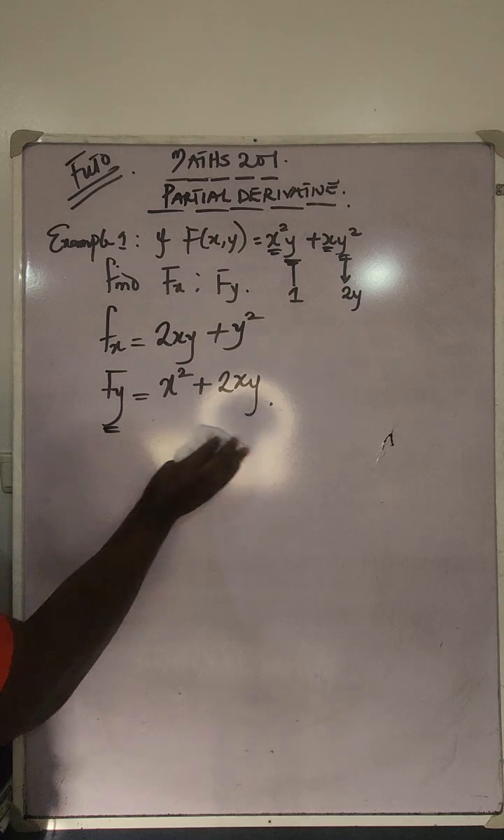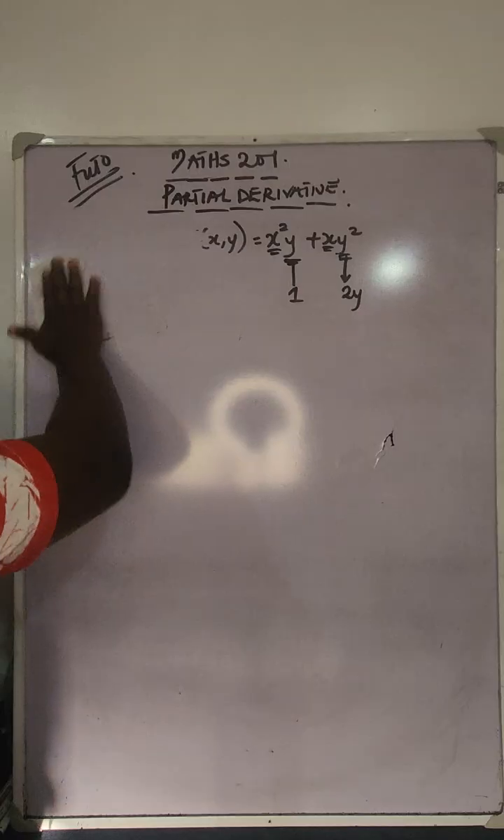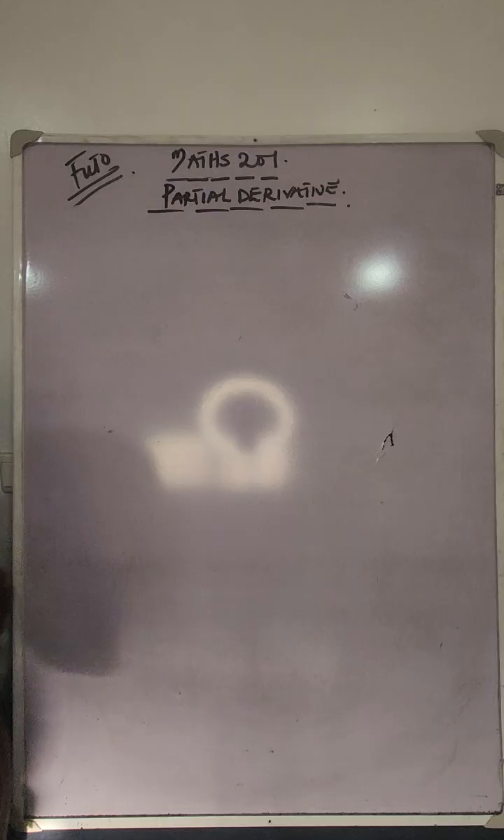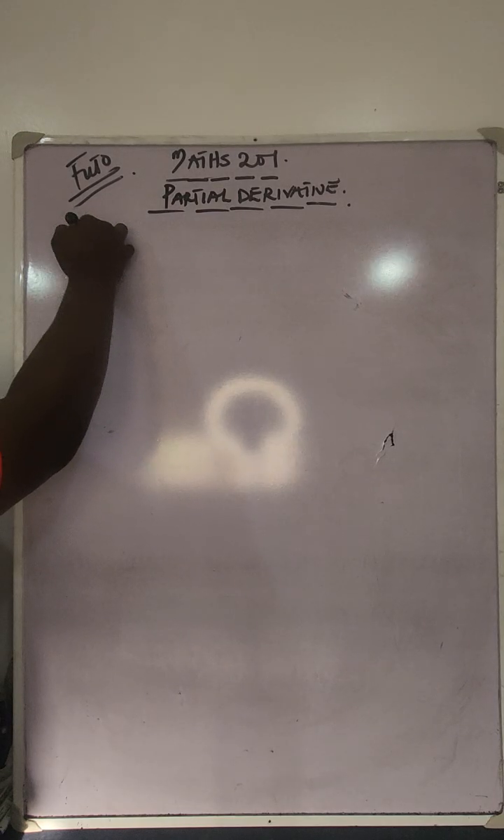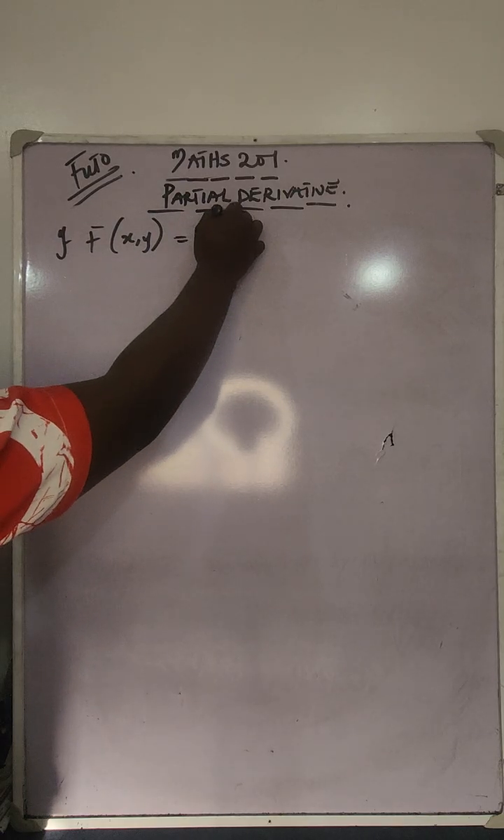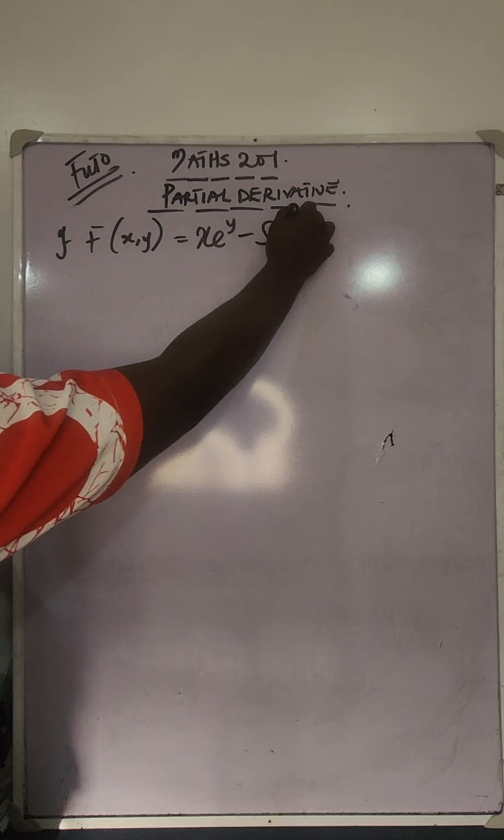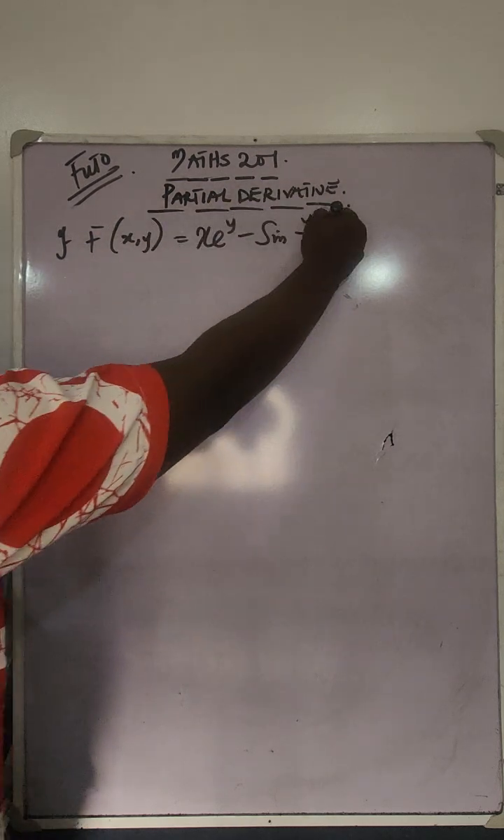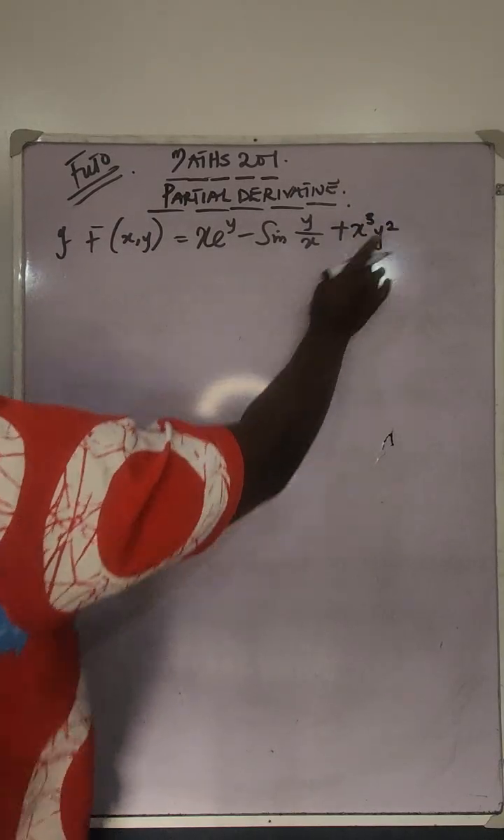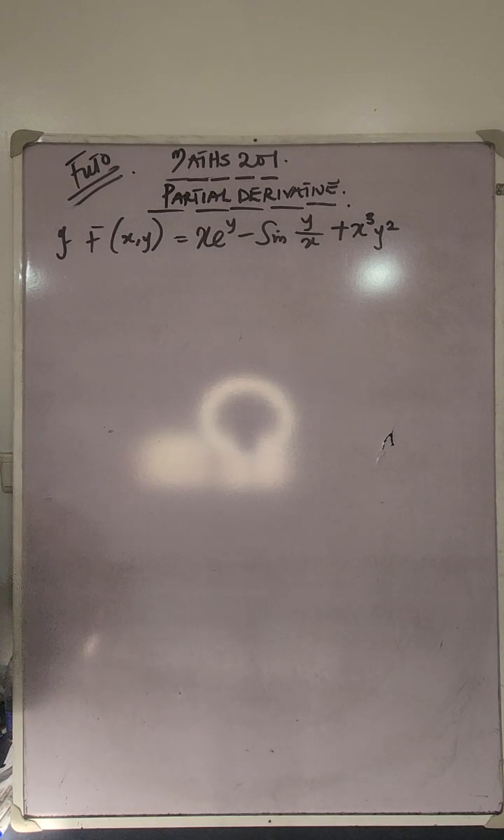Okay, it says if f of x comma y is equal to x e to the y minus sine of y over x, plus x to the power of 3 y squared, we want to find f of x. So what would be f of x?